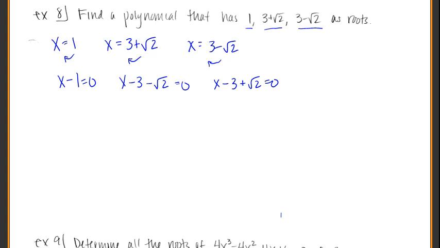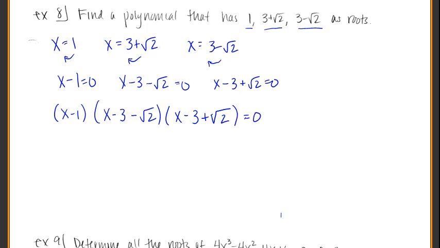All right, now let's multiply these together like we've been doing. So x minus 1, x minus 3 minus the square root of 2, and x minus 3 plus the square root of 2. And what I want to utilize to make this really easy on ourselves is to look at these last two parentheses. You see how it's x minus 3 minus the square root of 2 and x minus 3 plus the square root of 2? These are actually conjugate pairs, and they can really help us when we're trying to multiply this together. So I'm going to leave the x minus 1 right there.